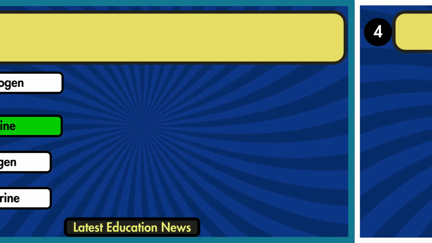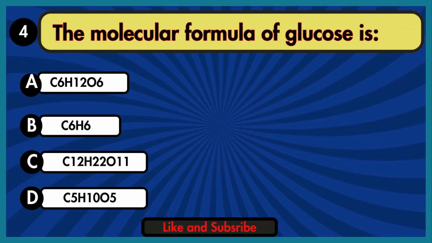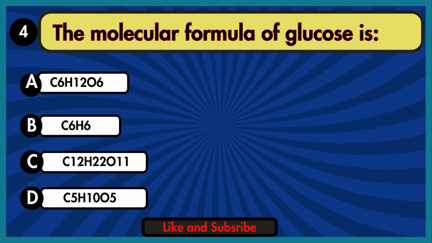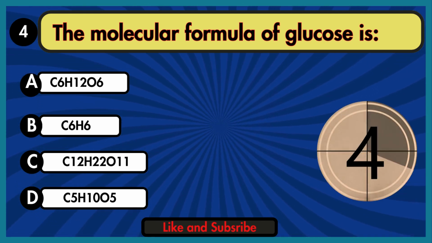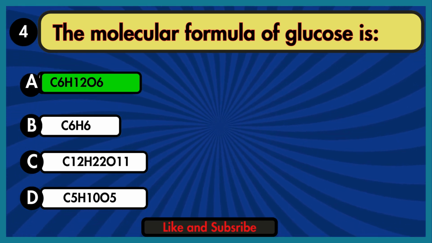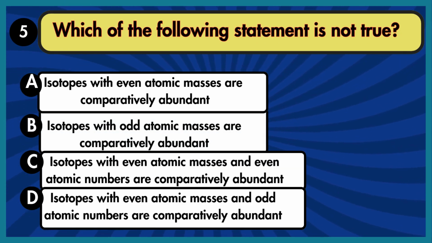Fluorine. The molecular formula of glucose is: A. C6H12O6, B. C6H6, C. C12H22O11, D. C5H10O5. The correct answer is option A, C6H12O6.